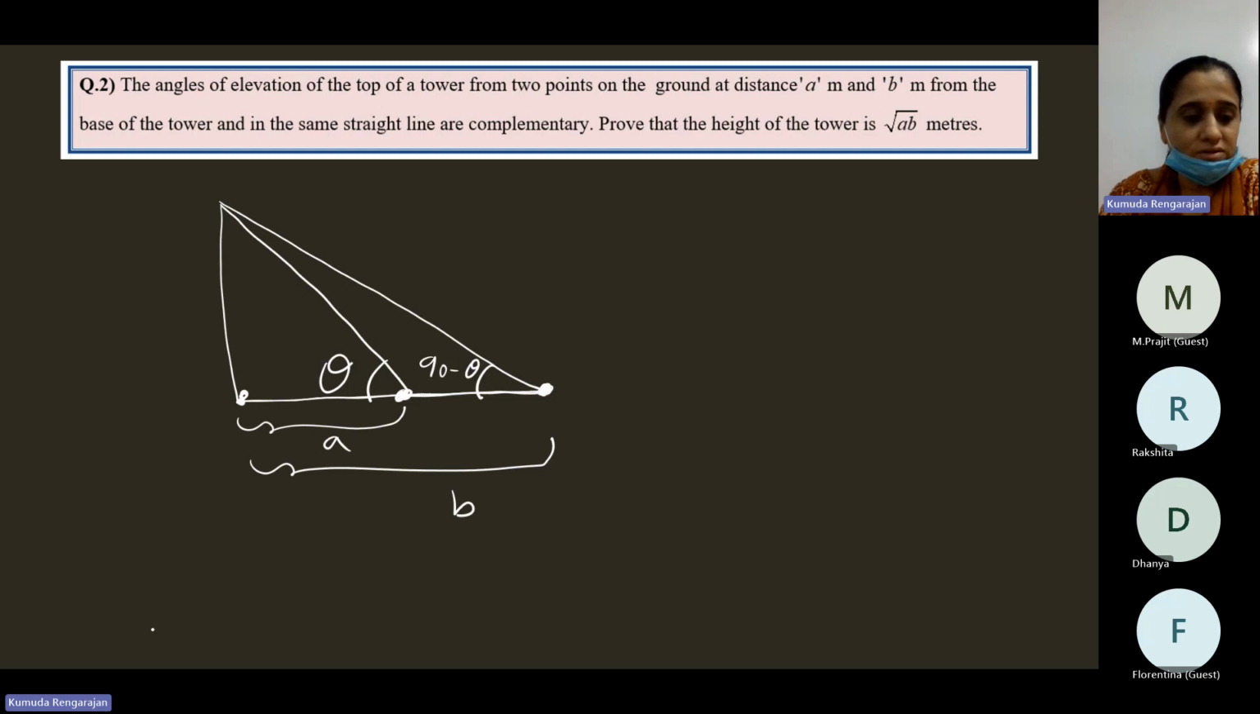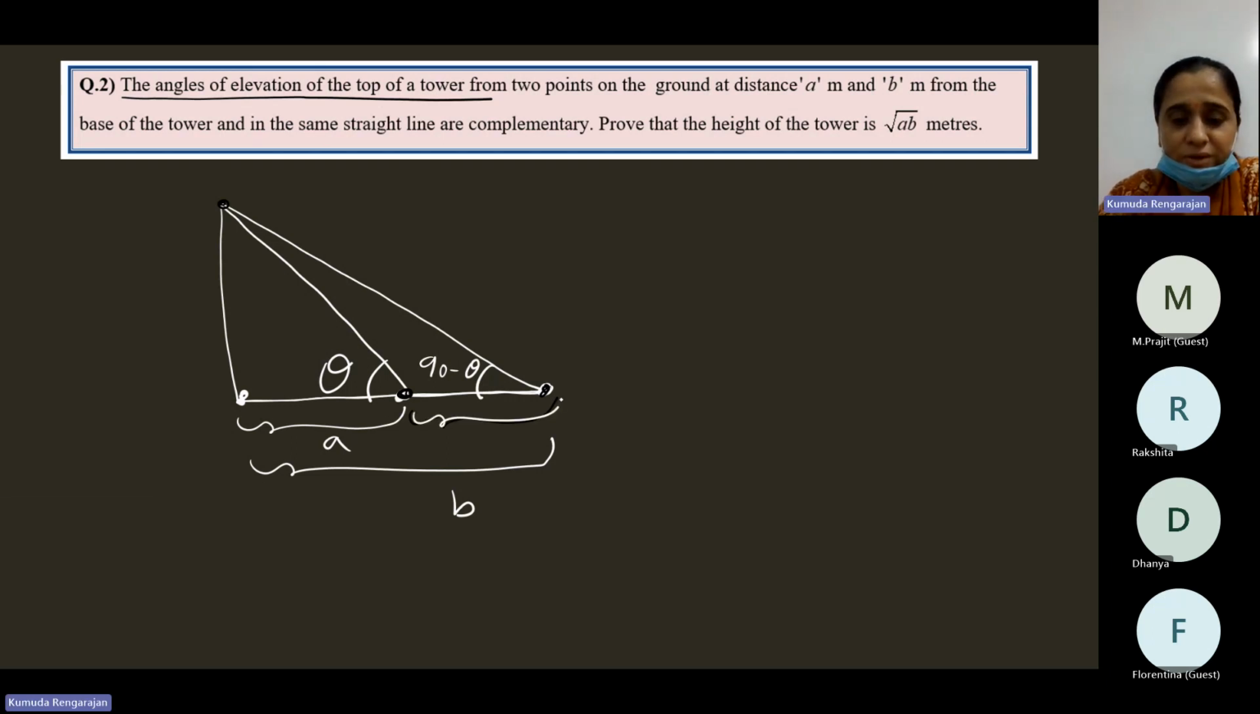So now let's read the question again. The angles of elevation of the top of the tower. So this is the top of the tower. You can see the angles of elevation, theta and 90 minus theta. The angles of elevation of the top of the tower from 2 points on the ground. So these are the 2 points on the ground at distances A meters and B meters from the base of the tower. You should not mark this as the distance between the 2 points. That is not given.